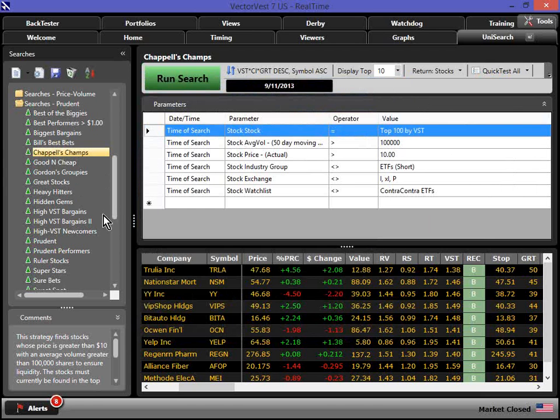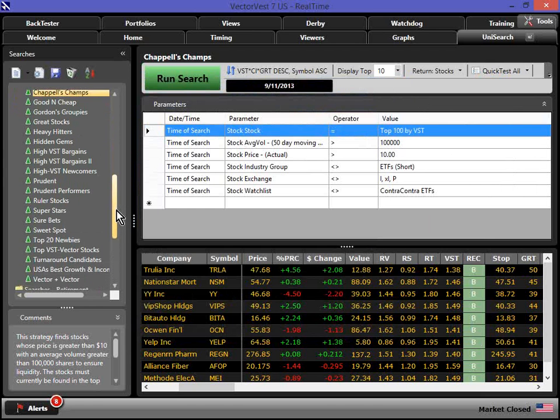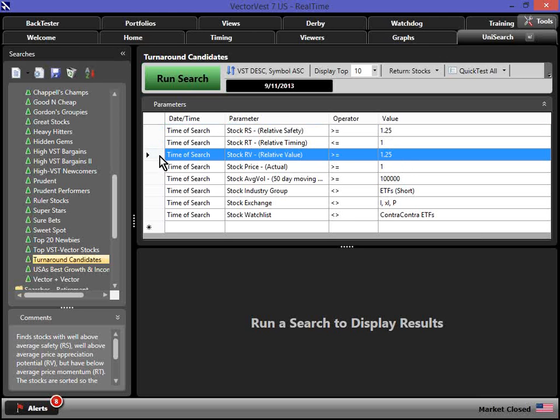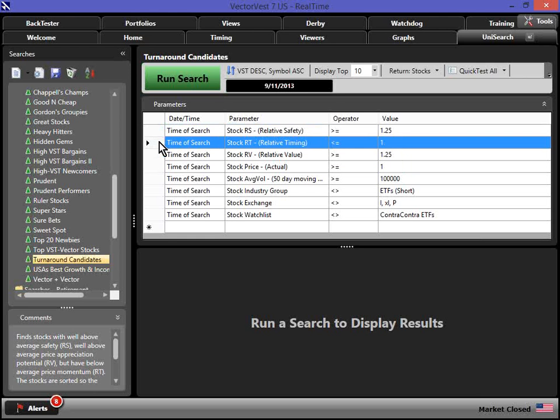I wanted to show you this one here. This is one that I like. Turnaround candidates. But take a look at this. It's looking for stocks that have a relative safety over 1.25. It's got a relative value over 1.25. So not only do they meet the criteria of a prudent investor, they're up there, right? 1.25. They're pretty good fundamentally. But look at this. The relative timing, or the short-term price trend, is below 1.